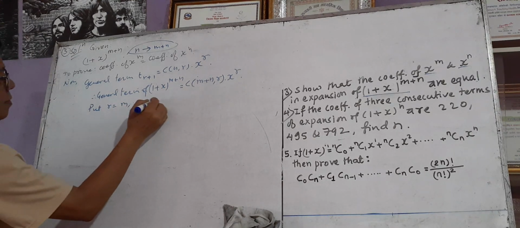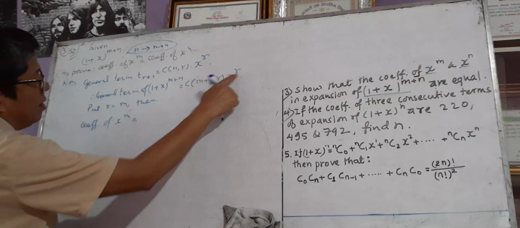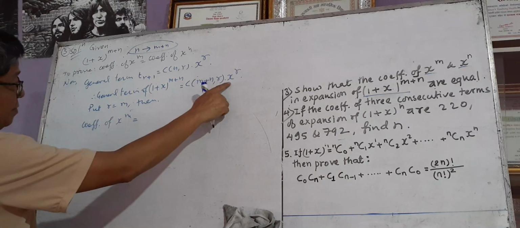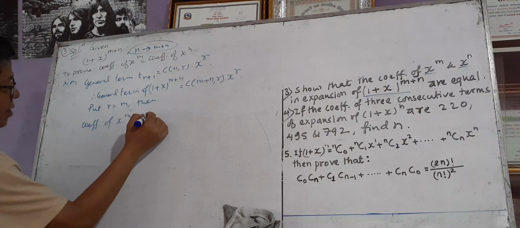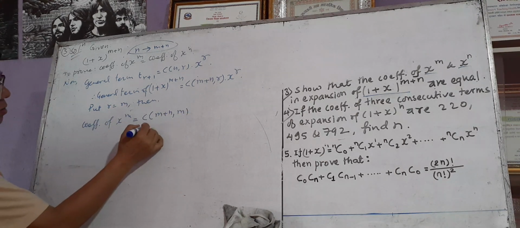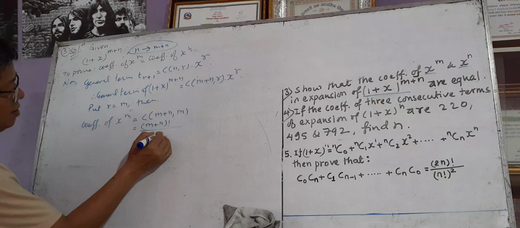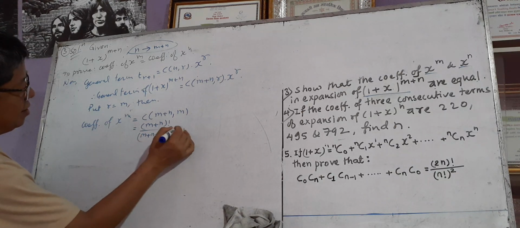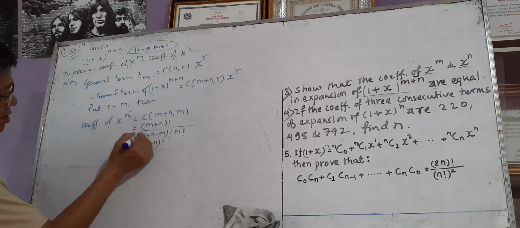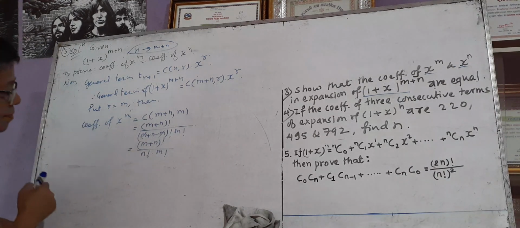Then the coefficient of x^m: when we put r equal to m, this becomes x^m, and we get C(m+n, m), which is equal to (m+n)! divided by ((m+n) minus m)! times m!. Okay, and this is equal to (m+n)! by n! times m!, with the m cancelling out. This is the coefficient of x^m.